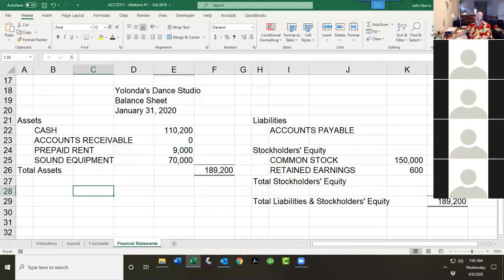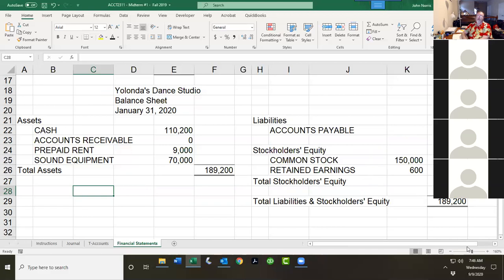$37,500. That's what it is. 37,500 because it was 12,500 per payment. The common stock was 150, and we just did retained earnings of 600, giving total stockholders' equity of 150,600. And then add that, we get the same 189,200.